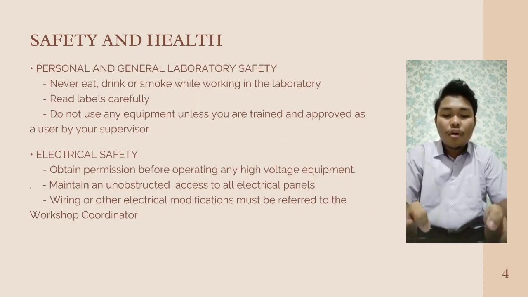And the third is, it is always better to ask questions than to risk harm to yourself or damage the equipment. 1.3 is personnel and engineering laboratory safety. First, never eat, drink or smoke while working in the laboratory. Second, read labels carefully. And the final one is, do not use any equipment unless you are trained and approved as a user by your supervisor. 1.4 is electrical safety. First, obtain permission before operating any high voltage equipment. Second, maintain unobstructed access to all electrical panels. And finally, wiring or other electrical modification must be referred to the workshop coordinator.